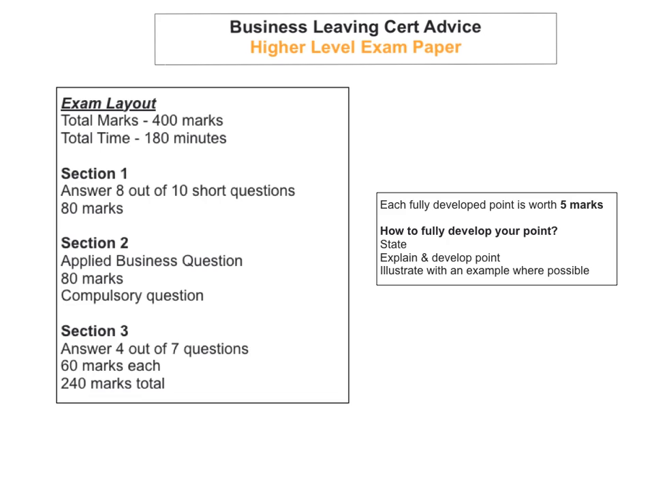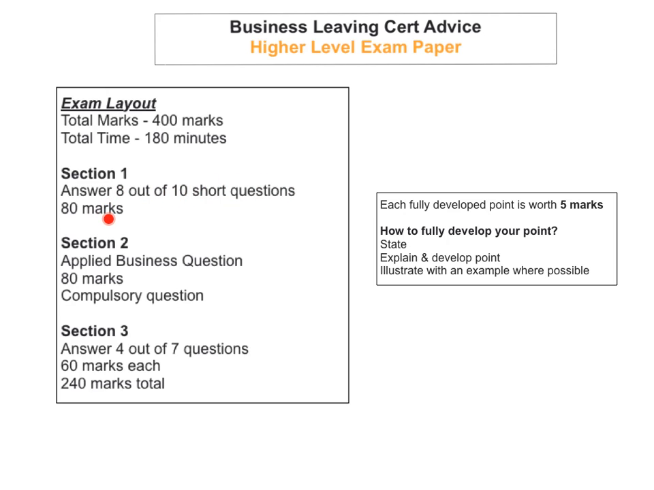Right, so the next thing you need to know with the exam layout is the total marks going. There's 400 marks going for the business higher level paper, and the total time that you have for the exam is 180 minutes, so you've got 3 hours. For the business Leaving Cert questions, you've got 3 sections: section 1, section 2, and section 3. Section 1, you've got to answer 8 out of 10 short questions, but my advice here is to answer the 10 questions because you'll be marked on the best 8 that you answer.